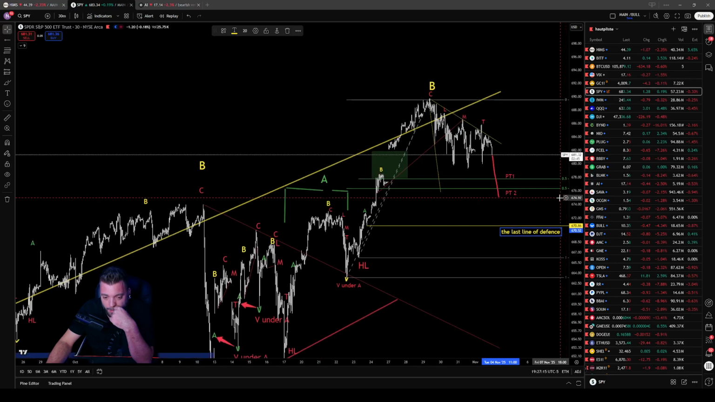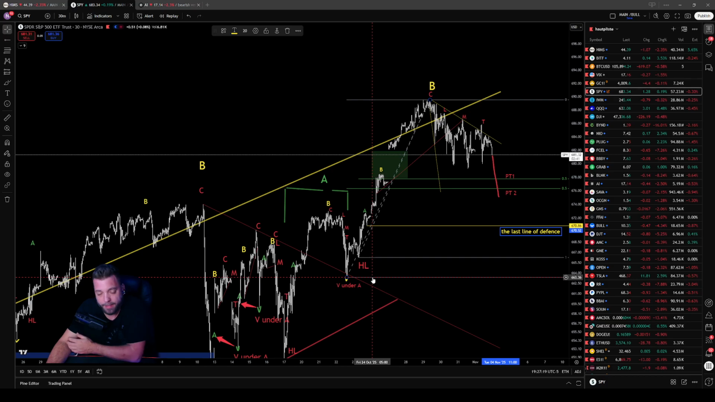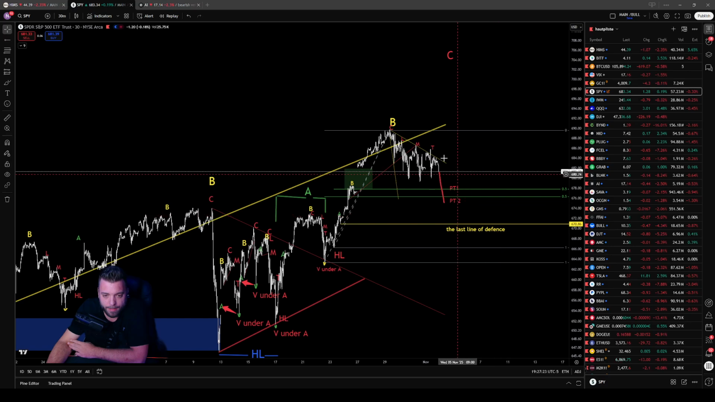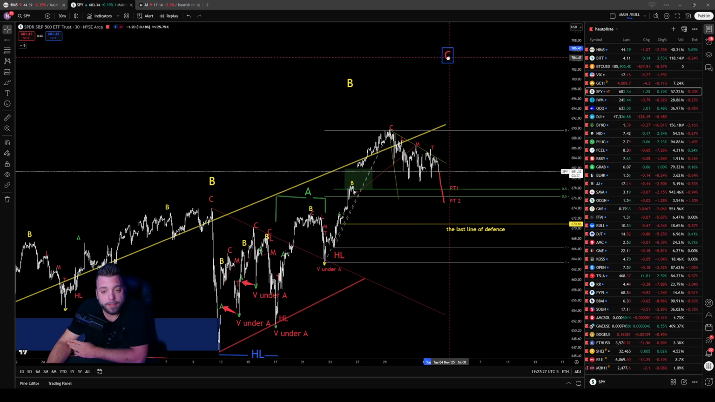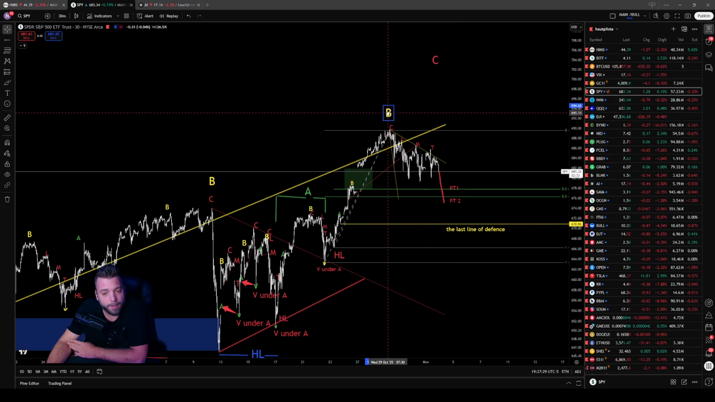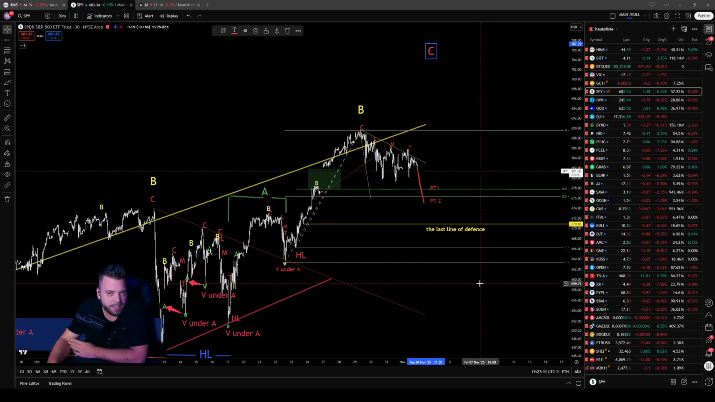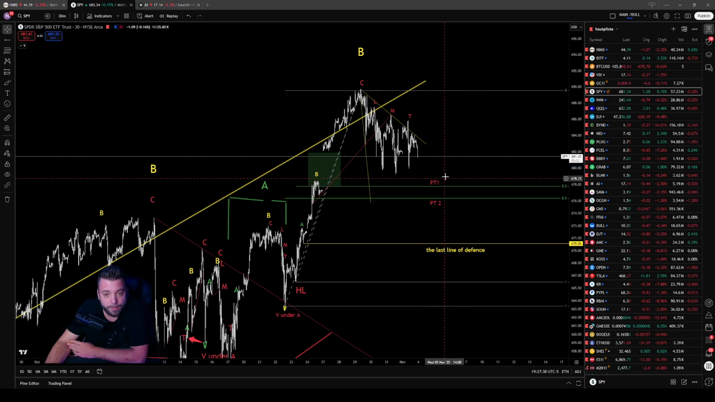Because if we break under this, and if we break, let's say, 663, then we are in the territory that this isn't middle B anymore, that this is middle C. And then we're talking about completely different down trading levels. But let's see. First of all, our first target is these 2 points.